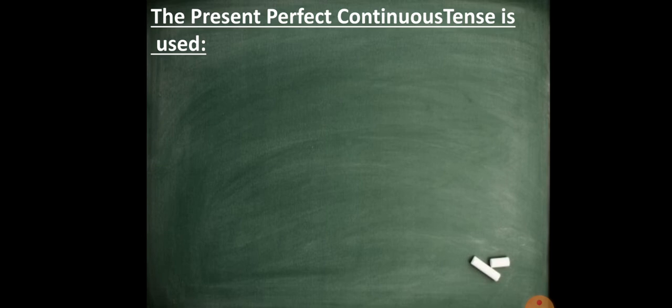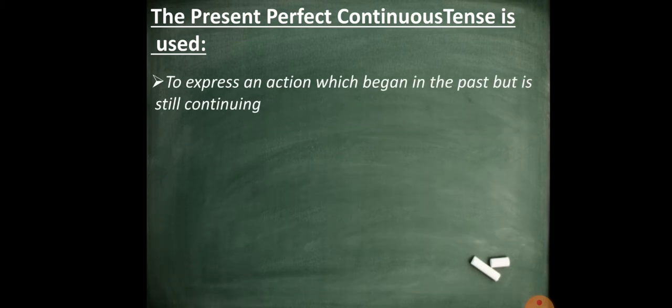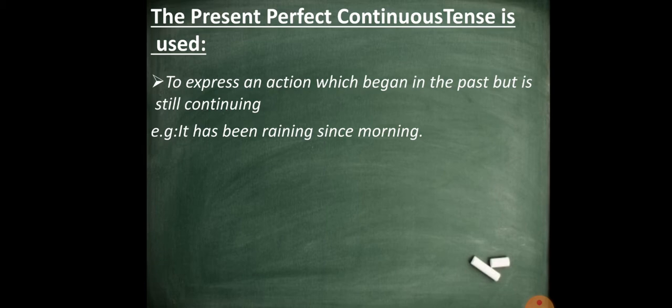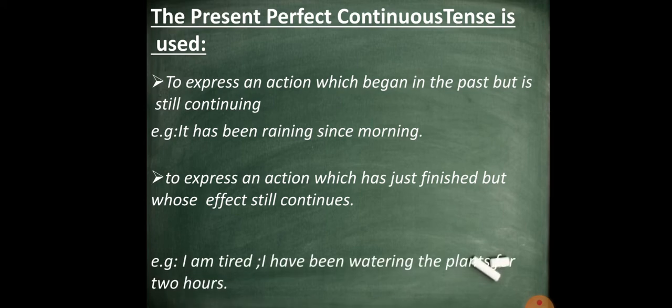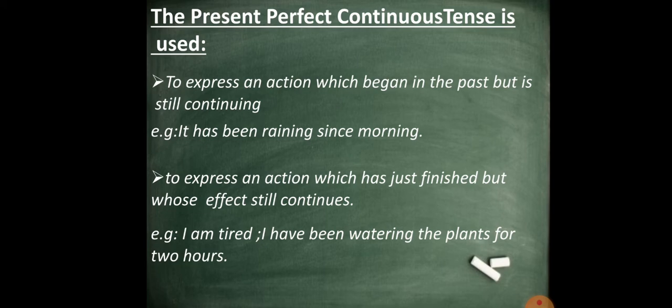The last form of present tense is the present perfect continuous tense. This tense is used to express an action which began in the past but is still continuing. For example, it has been raining since morning. It is used to express an action which has just finished but whose effect still continues. For example, I am tired. I have been watering the plants for 2 hours.